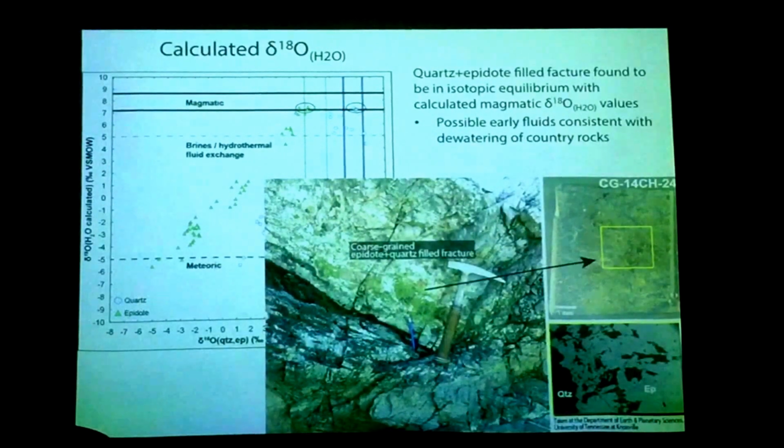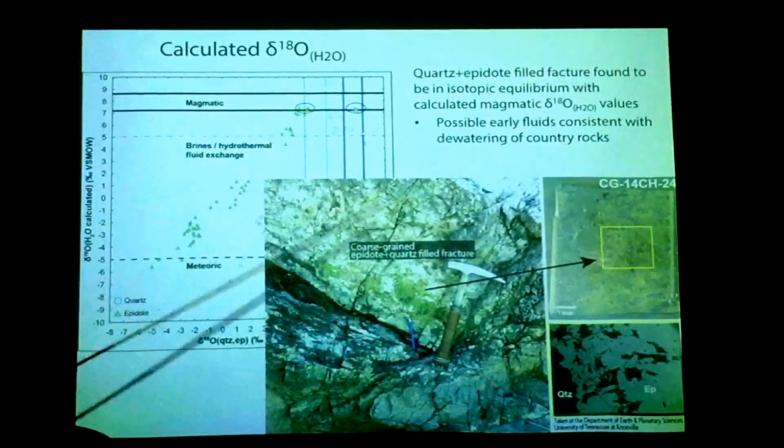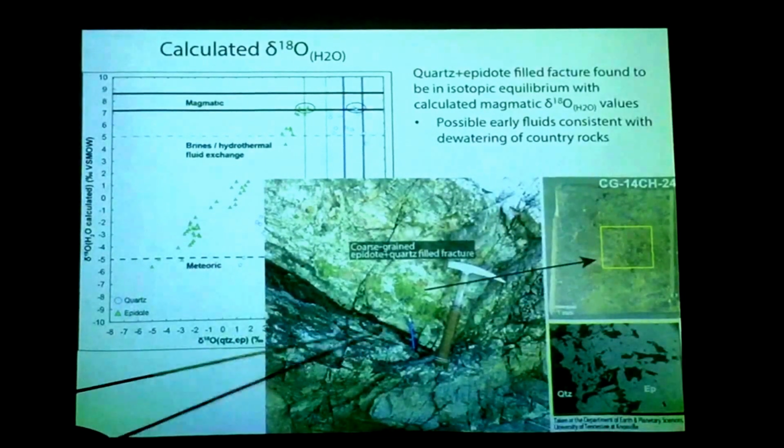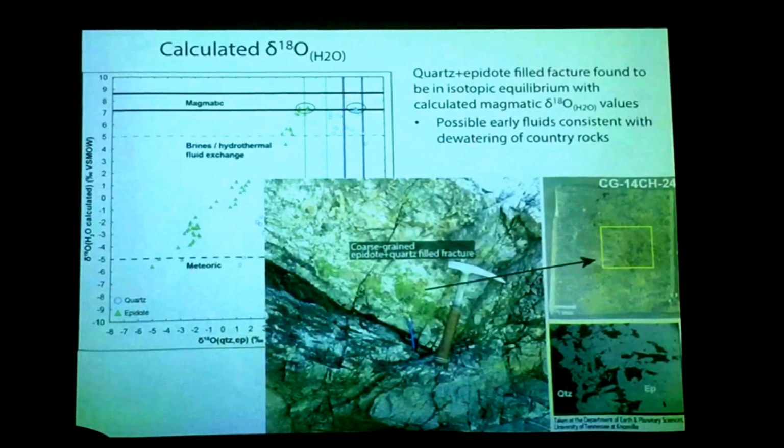One sample in particular did give calculated delta 18 fluid values to be in magmatic equilibrium. This sample is clearly from a fracture of quartz epidote vein. This is interpreted to be possibly the very early fluids before surface-derived fluids could ever get involved with the fault.